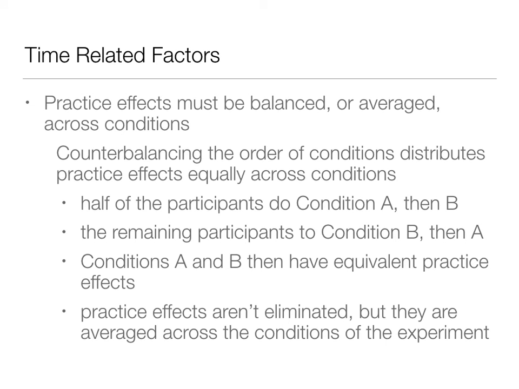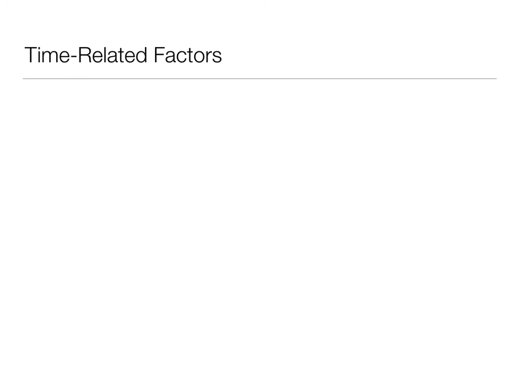We don't eliminate these practice effects. The second cracker still made you thirstier, but we've averaged them across the conditions of the experiment so that they're spread out. So they essentially will cancel each other out. The fact that the second cracker always made you thirstier is in both conditions. So any difference that we see between the conditions, we can still say is due to our independent variable, because we see those practice effects in both conditions. And again, we'll continue to talk about these.